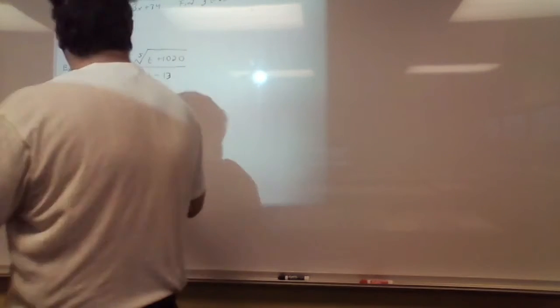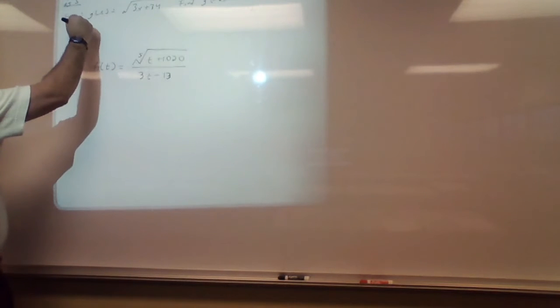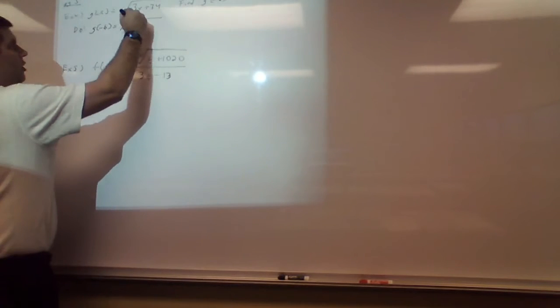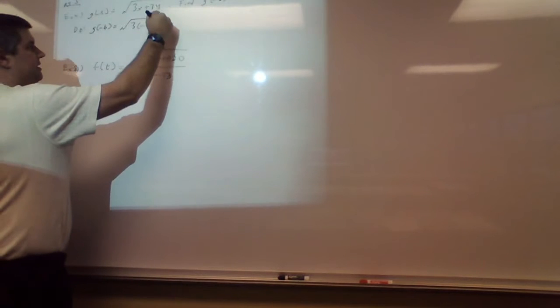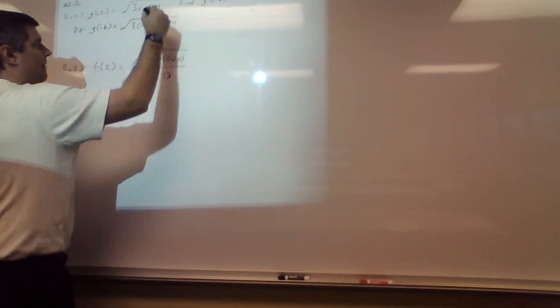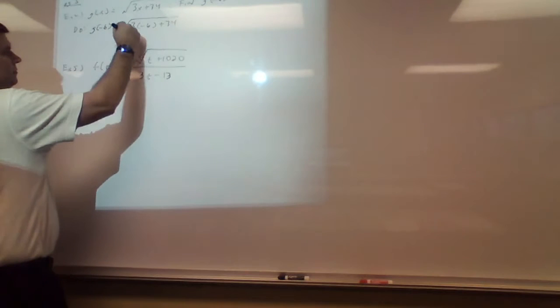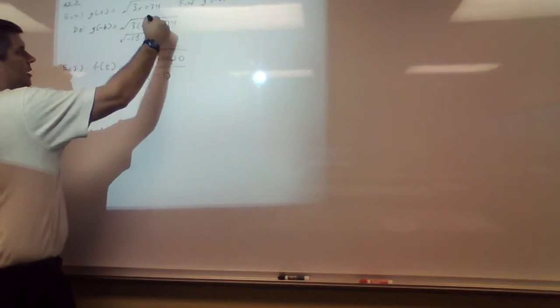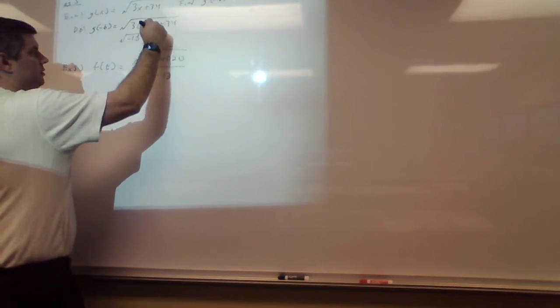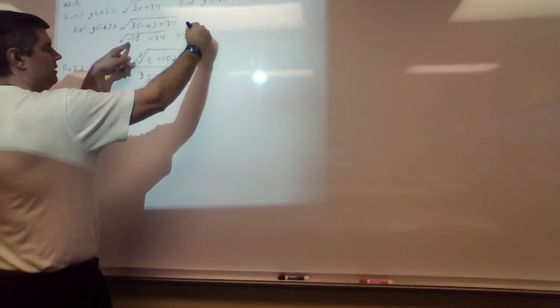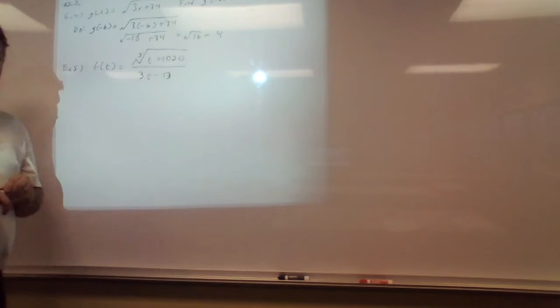Here's what we do for example 4. g of negative 6 would equal the square root of 3 times negative 6 plus 34. That's negative 18 plus 34. Okay, add these two up, you get the square root of 16. The square root of 16 is 4.